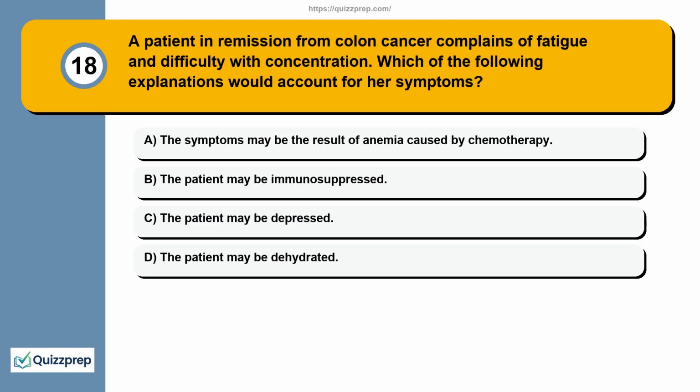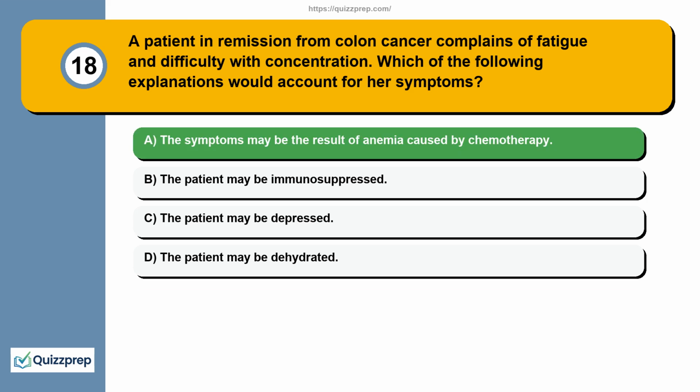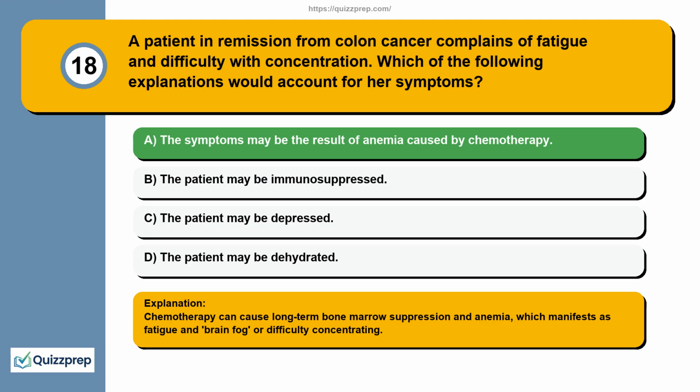Question 18. A patient in remission from colon cancer complains of fatigue and difficulty with concentration. Which of the following explanations would account for her symptoms? The symptoms may be the result of anemia caused by chemotherapy. The patient may be immunosuppressed. The patient may be depressed. The patient may be dehydrated. Chemotherapy can cause long-term bone marrow suppression and anemia, which manifests as fatigue and brain fog or difficulty concentrating.